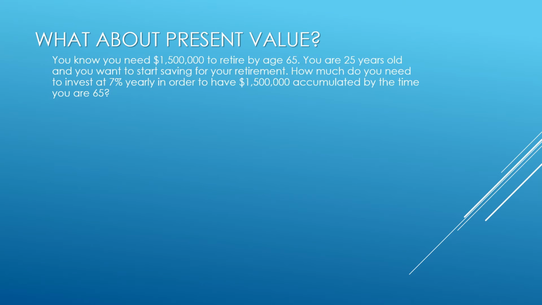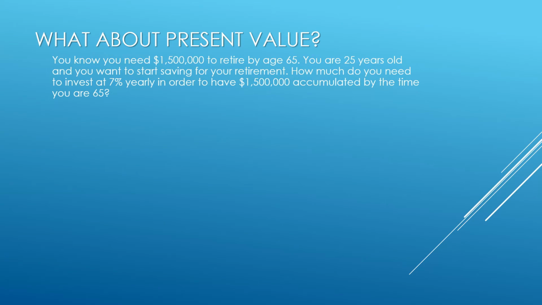So let's do an example here. You know you need $1.5 million to retire by age 65. You are 25 years old and you want to start saving for your retirement. How much do you need to invest at 7% yearly in order to have accumulated $1.5 million by the time you're 65?